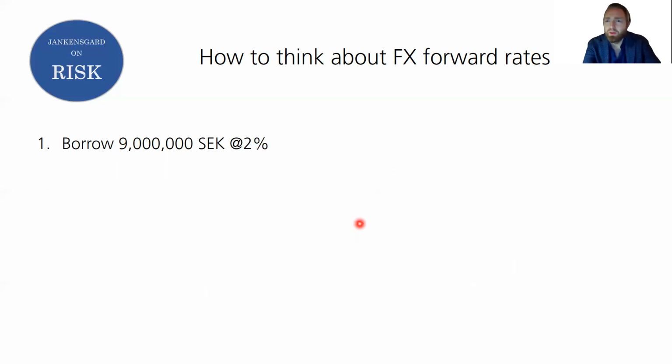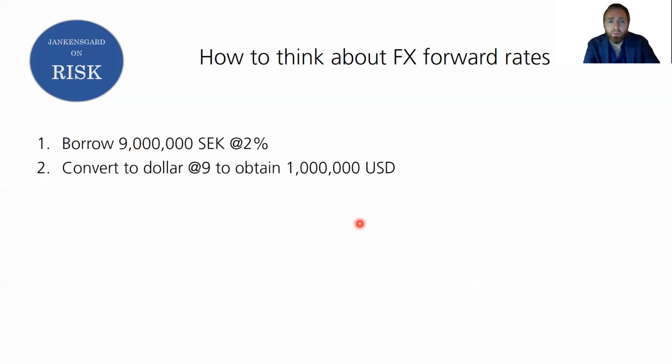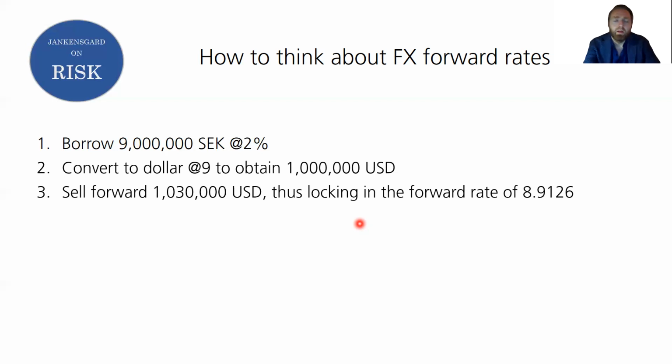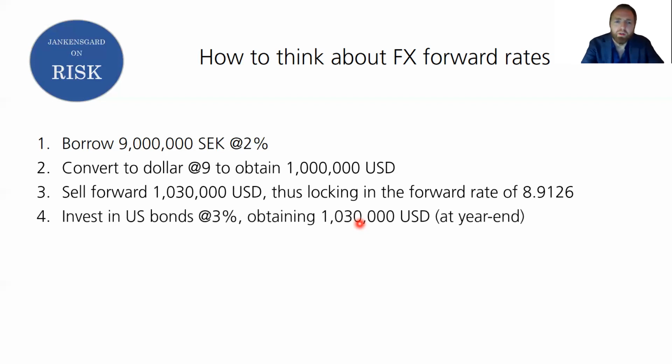So let's try it instead with the forward rate that we calculate. So we borrow at 2% in Sweden, with the bank in Sweden. Immediately convert that to dollars, same as before. The spot rate is still 9, right? We haven't changed that. And we try again this strategy of selling $1,030,000 forward, but this time we don't get 9. We get the calculated forward rate of 8.9. So we still try the strategy of investing at 3% in US bonds, giving us, as before, 1,030,000 US dollars at year end, which is what we've sold forward.